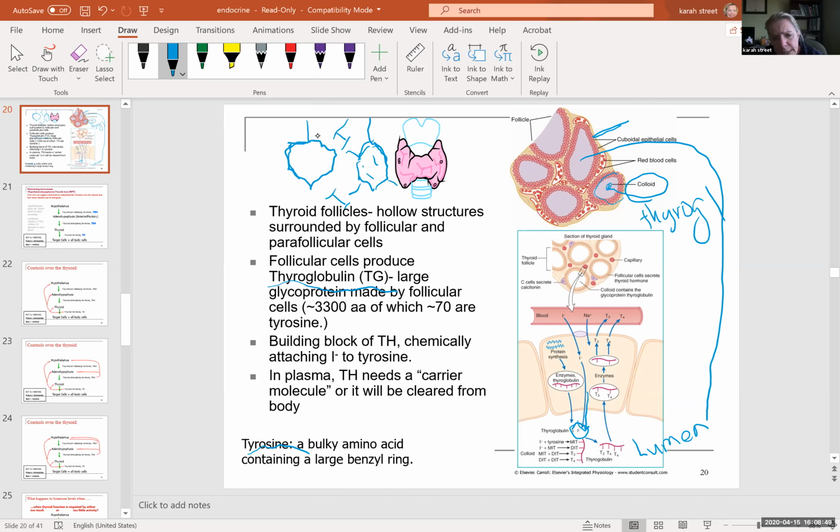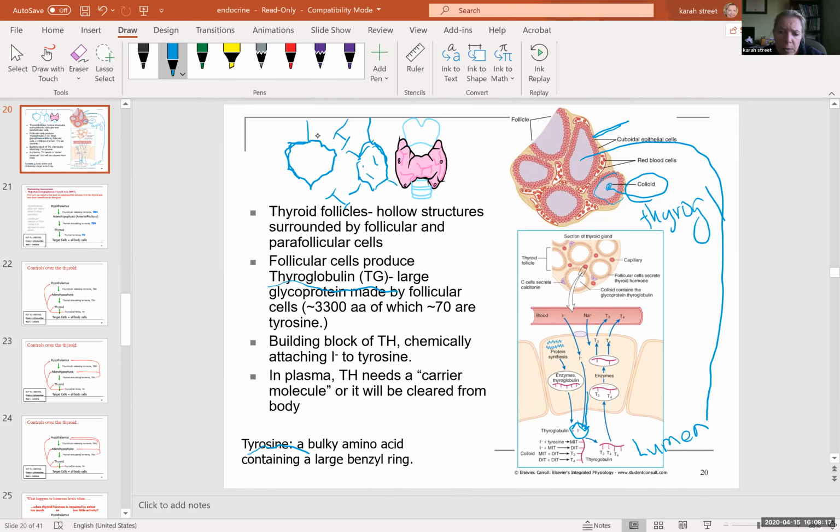If only one iodide gets attached, it's called monoiodothyronine. If two get attached, we call it diiodothyronine. Mono and diiodothyronine, those are not useful to us. But if three get attached, it's called triiodothyronine. And if four get attached, it's called tetraiodothyronine.